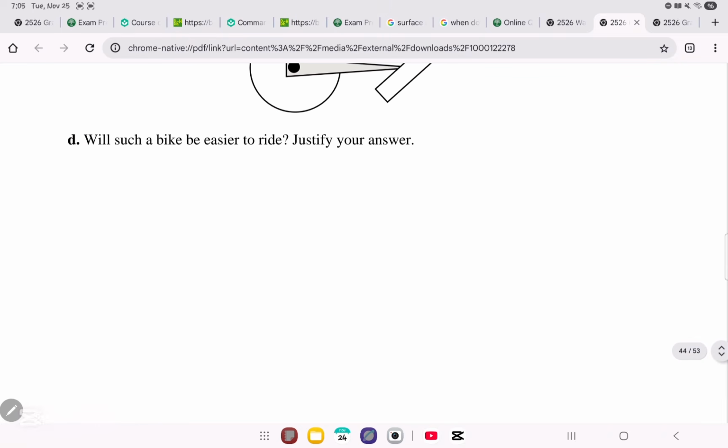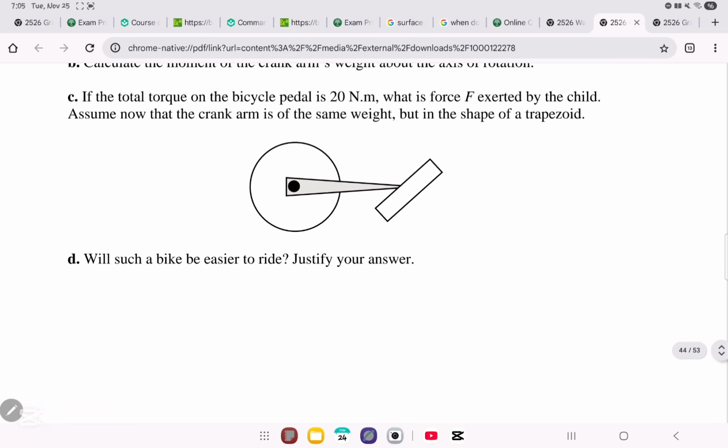Part D says, will such a bike be easier to ride? Yes or no? They said, assume now that the crank arm is the same weight but in the shape of a trapezoid. Will the bike be easier to ride? Yes or no? Now, if it's in the shape of a trapezoid, the center of mass is going to be located closer to the axis.